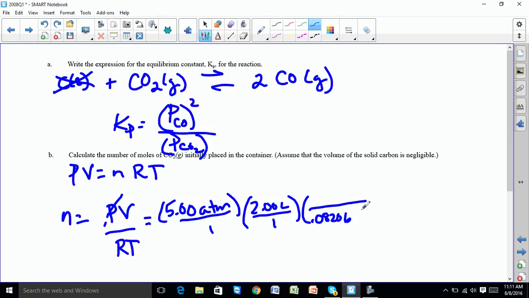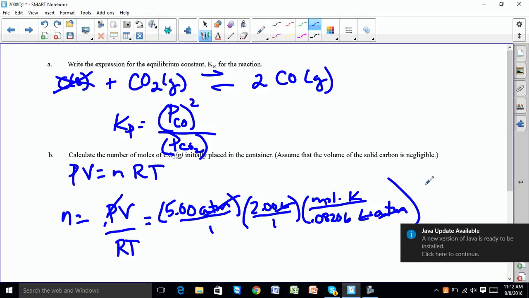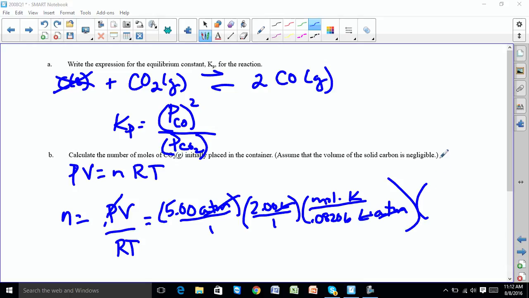Let me say it again. In 2008, the value for R was 0.0821. With the new test guidelines, they just added a sig fig. If you're looking at the online scoring guidelines, it's going to affect the answer. Per mole K, atmospheres cancels with atmospheres and liters cancels with liters. And the temperature is downstairs, so I'm going to do the reciprocal of that.